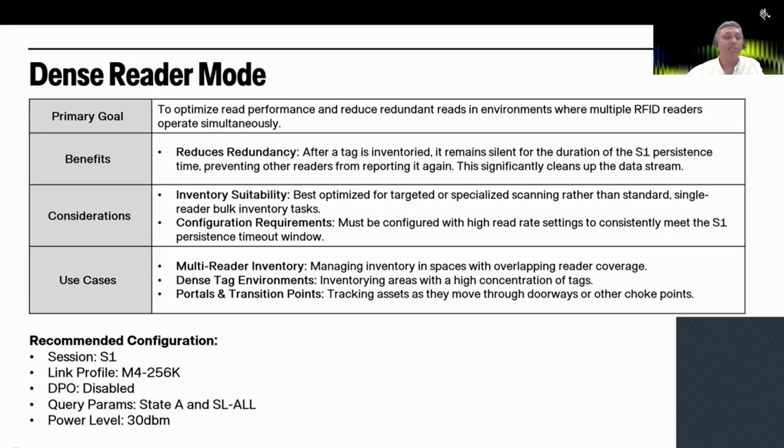So combining all these things, we can achieve the recommended configurations for our dense reader mode. It's going to be on session S1 with a good M2 56K read rate and DPO disabled, and then targeting the state A and making it a state unaware configuration. And maintaining the full range by configuring it with 30 dBm.